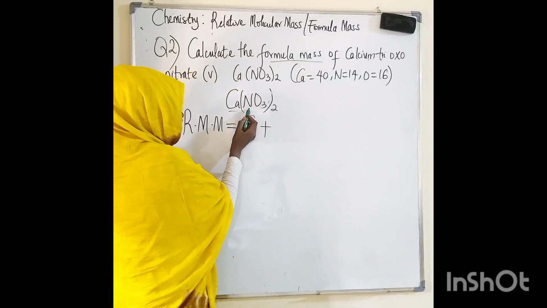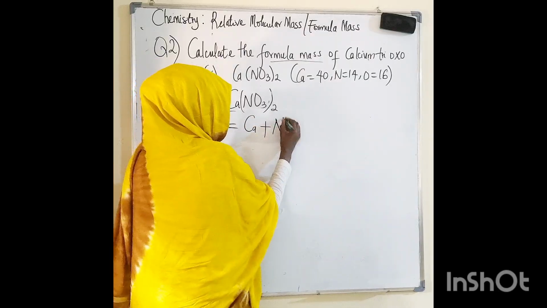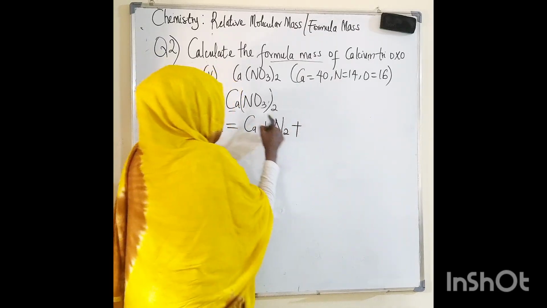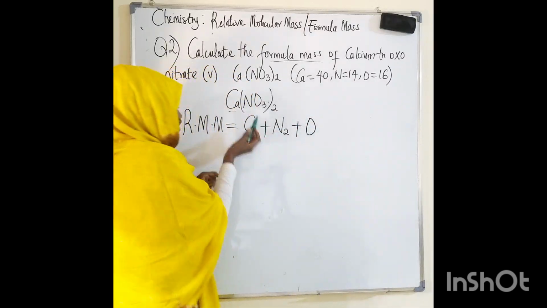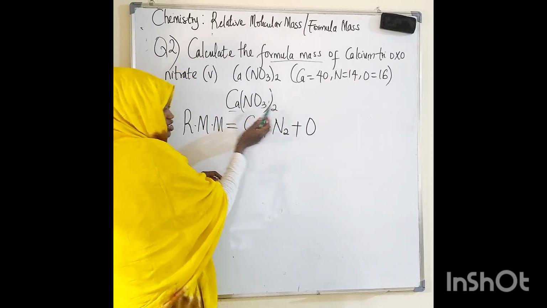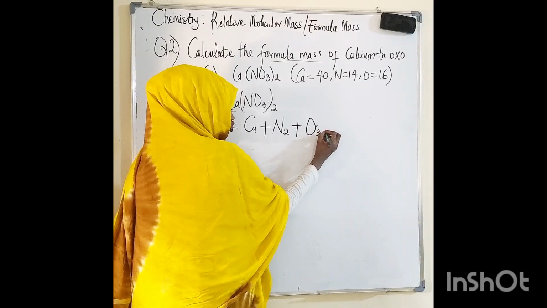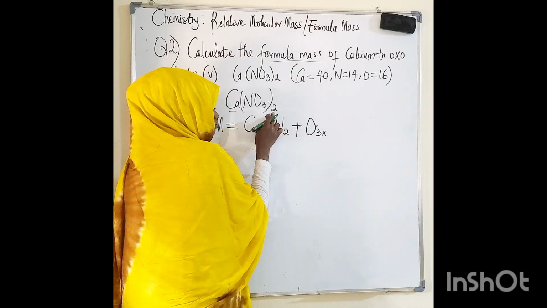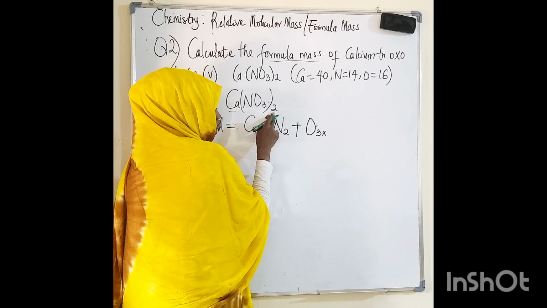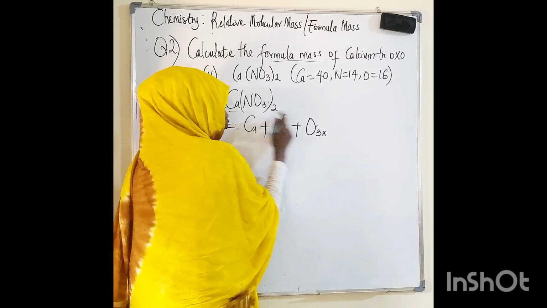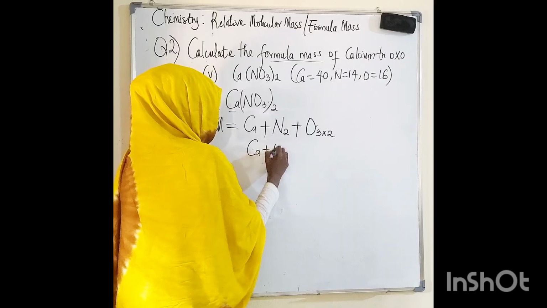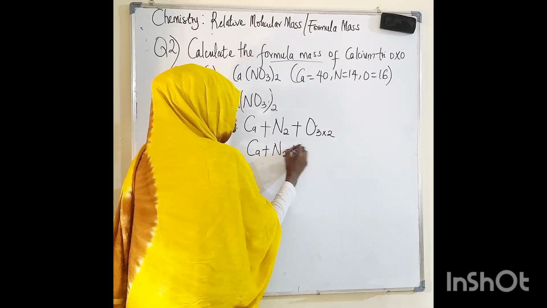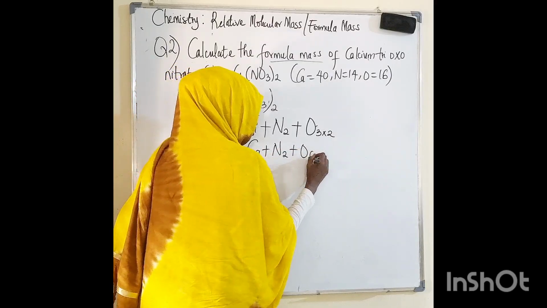So the nitrogen here indicates that we have 2 nitrogens, plus the next element, which is oxygen. The oxygen is attached with a 3, which will be multiplied by the 2. So now this becomes calcium plus nitrogen, N2, plus oxygen, 3 times 2, which gives us 6.